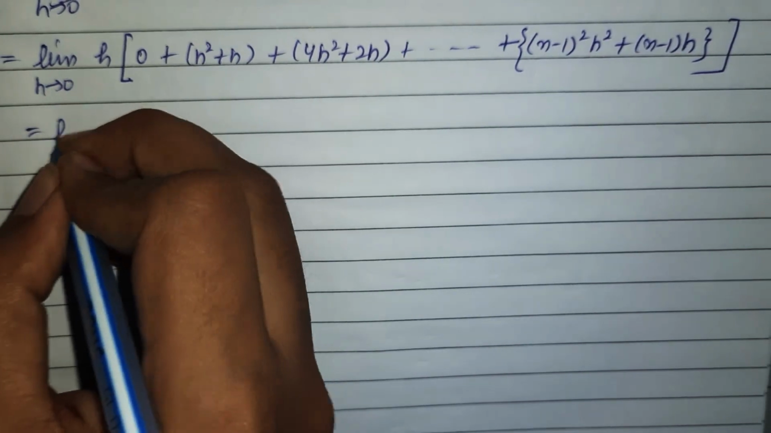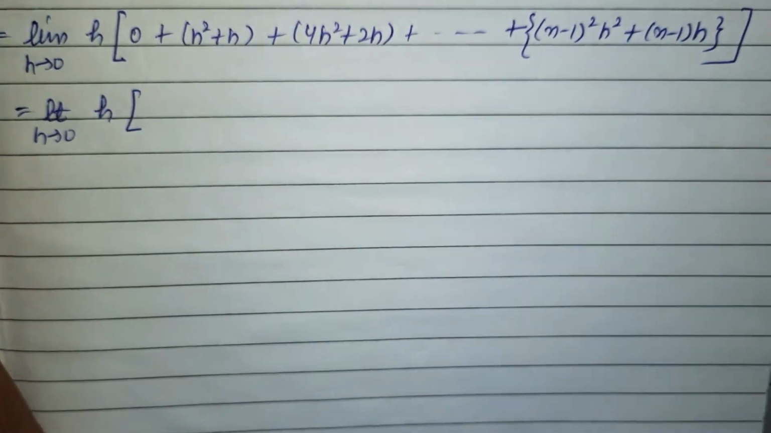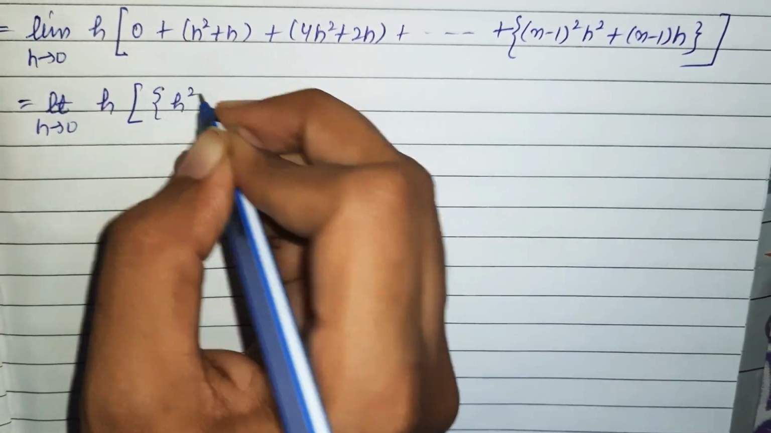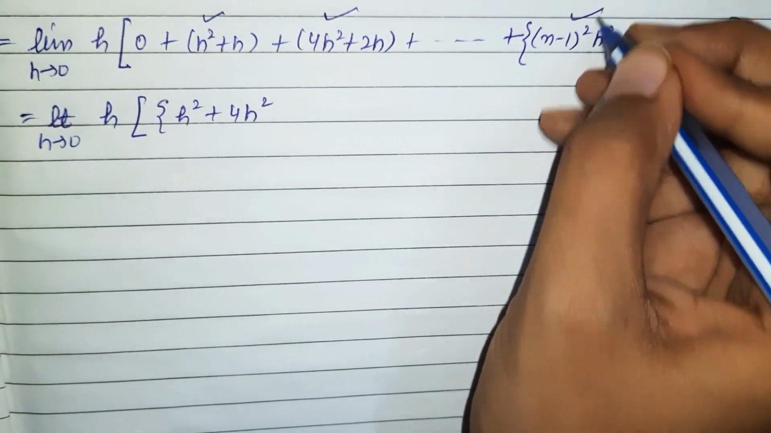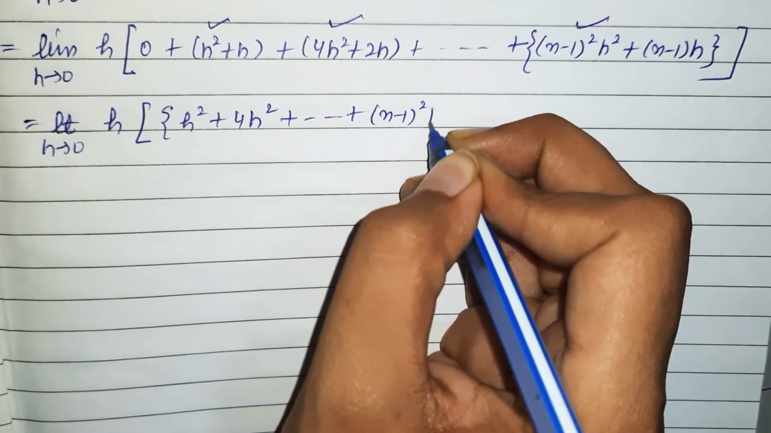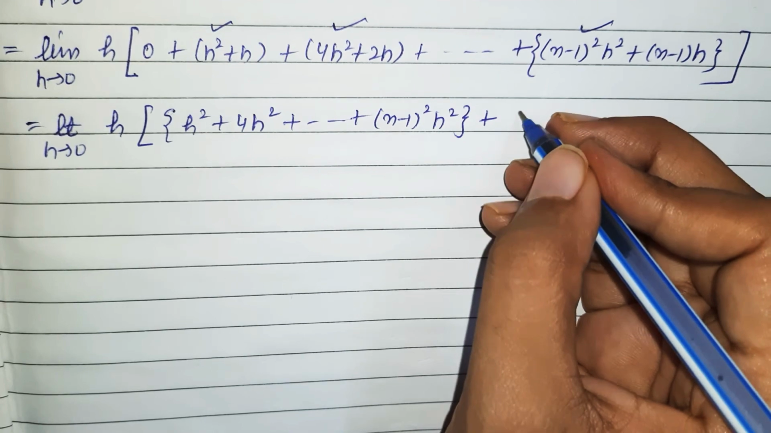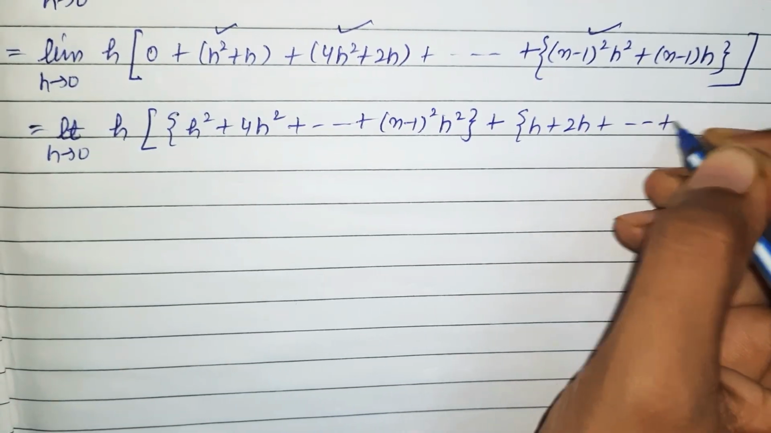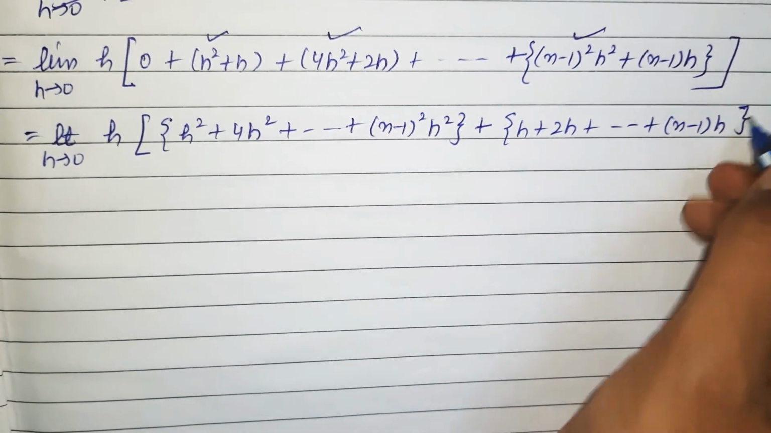Now limit h tends to 0 h. Now what you need to do? Take h square terms together. So what I am getting? h square, 4h square, this term, this term, this term: n minus 1 square h square, plus take this term, h plus 2h plus n minus 1 h. That's why we are getting that.